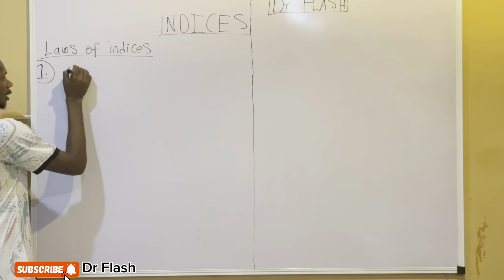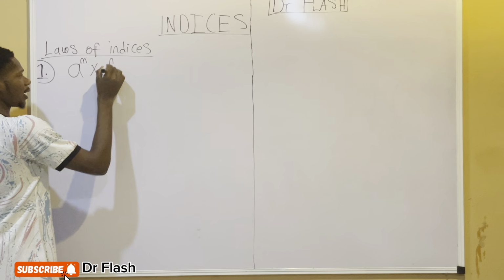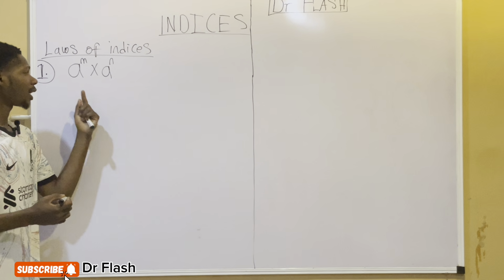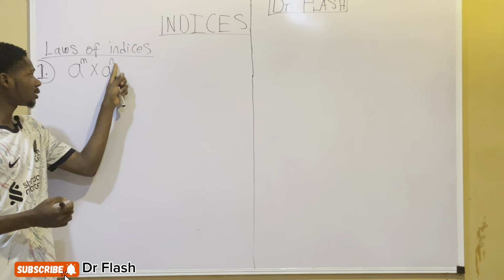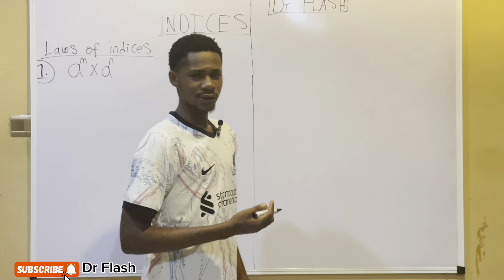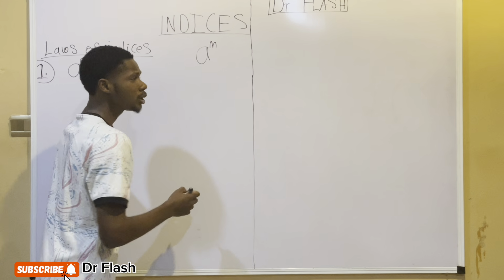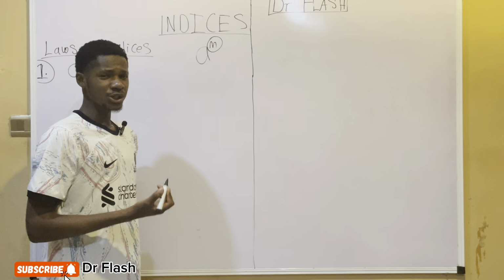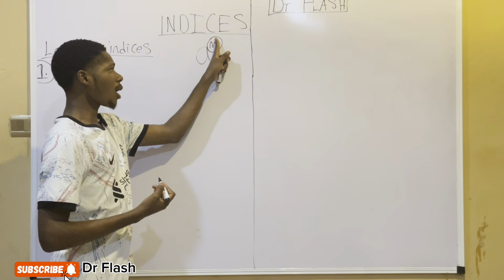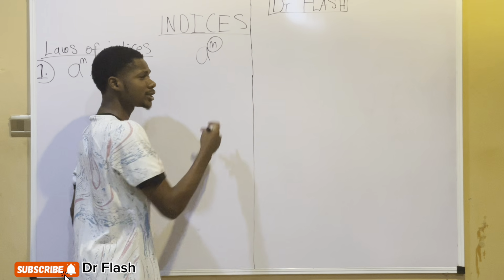Now, the first law you should take note of in indices is if we're having a to the power of m times a to the power of n, okay? We are multiplying two numbers, or two alphabets rather, a, and they are having powers, n and m. First things first, how do you identify a power and how do you identify a base in indices? If we're having a to the power of m, for example, the small number on top, which we call the superscript in English language, is called the power in mathematics. Another name for power is the exponent, okay? So we can either call it the power or the exponent.